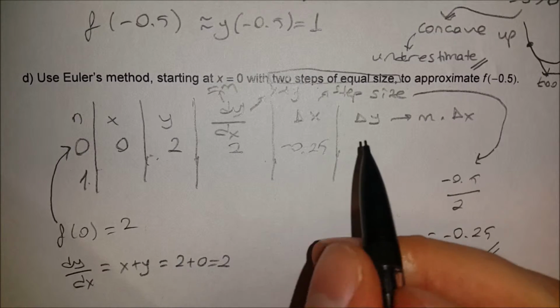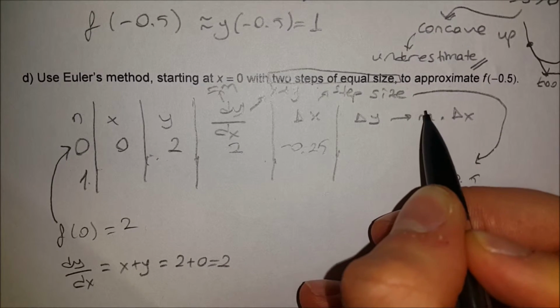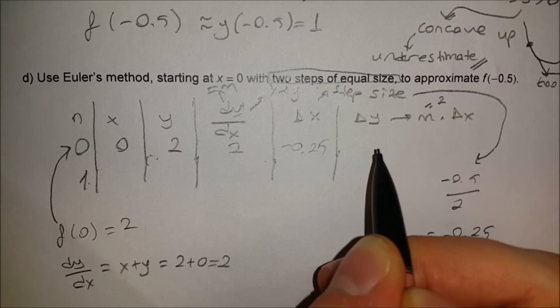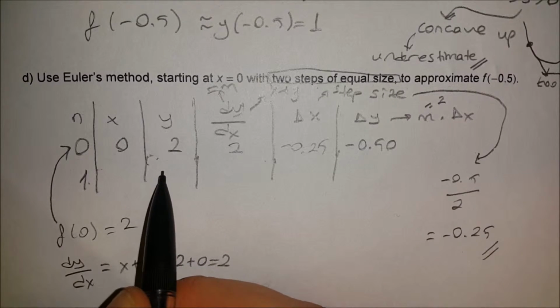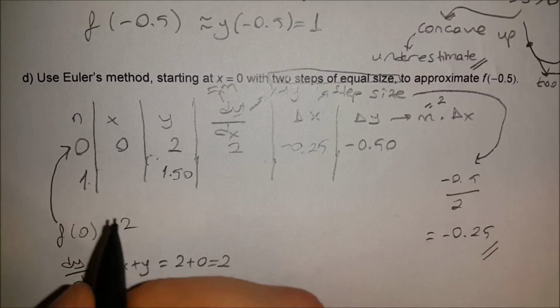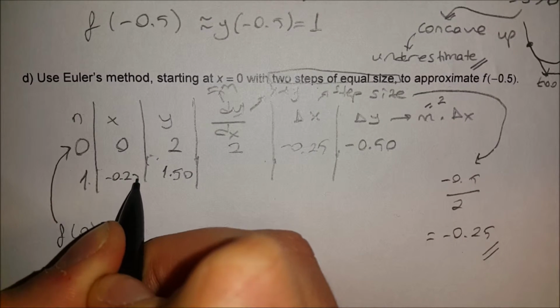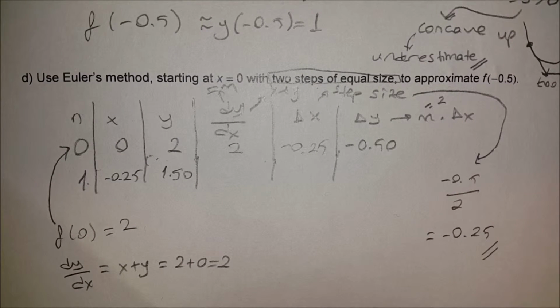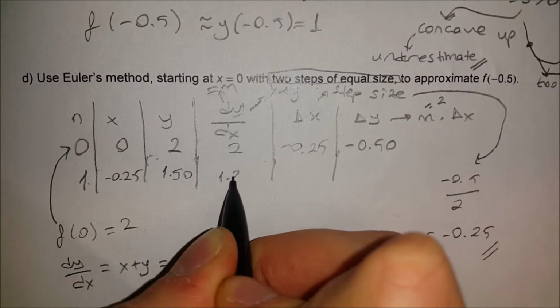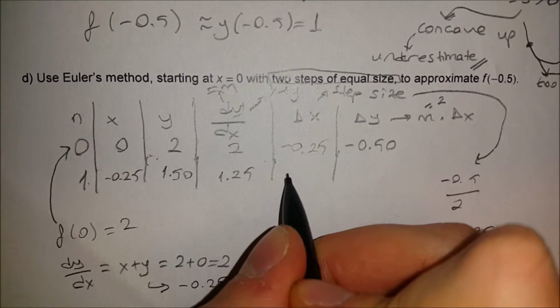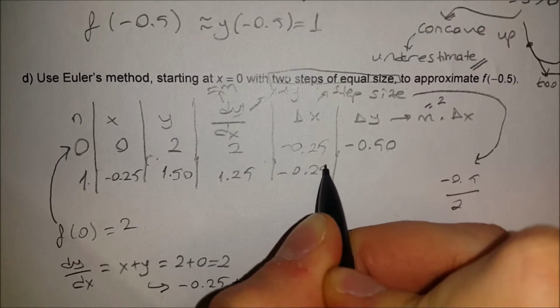So we complete the table. The last thing we do is multiply m by delta x, and we get negative 0.50. So now we add the initial y value with delta y, and we get 1.50. And then for x, again, we add the initial x value and delta x, and we get negative 0.25. And then again we do x plus y in order to find dy over dx, and we get 1.25 for that.